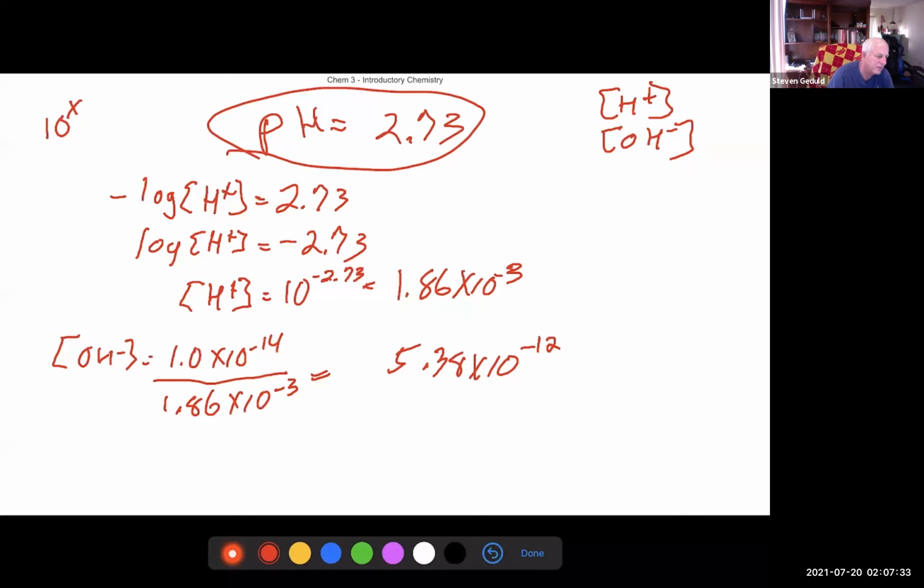And let's see what else I've got on here. Okay, baking soda. Okay, let's do one more. We'll do one more from your book here so you have one to compare it to. All right, let's do baking soda. Baking soda water has a pH of 8.3. What is the H plus concentration?